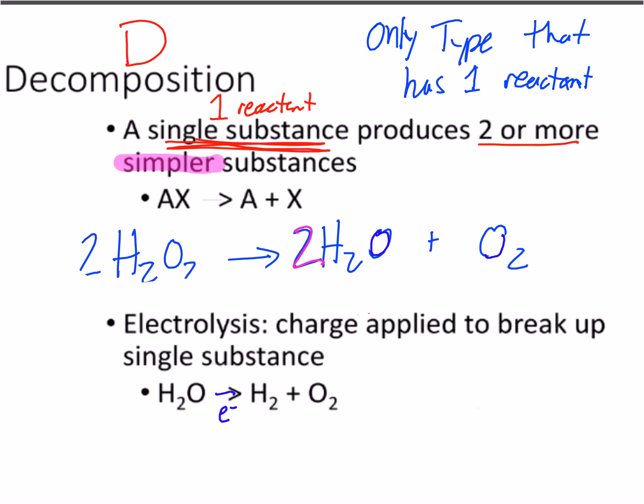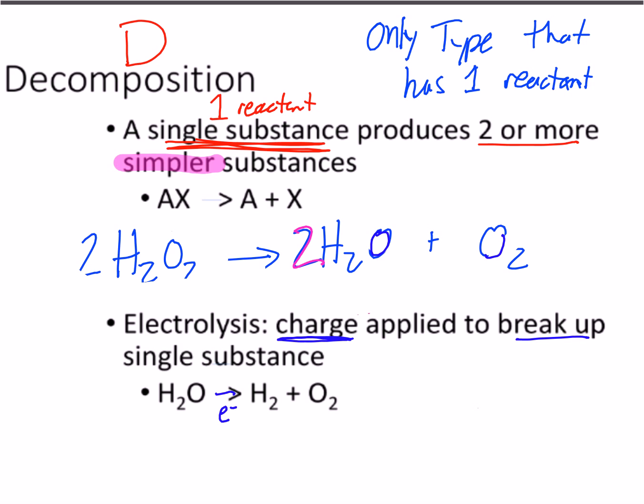But what we're doing, we're taking water and we're breaking it down. Now, electrolysis is where you have a charge that's used to break up a single substance. So again, it's breaking it up and forming a simpler substance from your more complex one. So instead of water as a molecule, we have broken it up into its components of hydrogen gas and oxygen gas. Yeah, it's a specific example of a decomposition reaction.